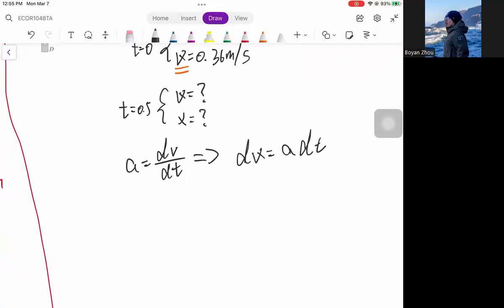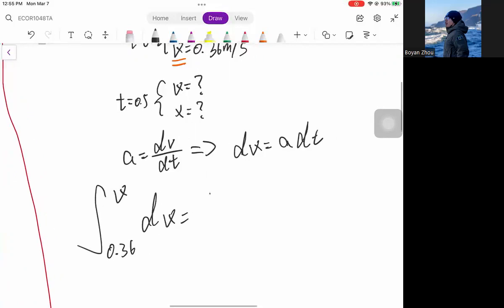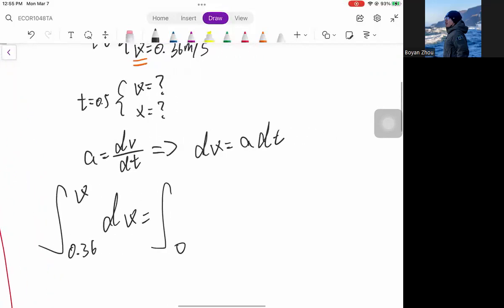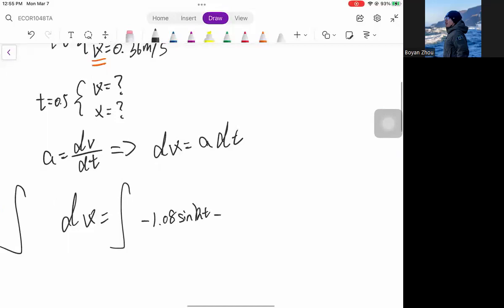Based on this one, we can set up the integration. On the left hand side, the integration is going to start from 0.36 to velocity v, dv, and that is equal to, okay, I'm not going to put the boundary first. We can solve for the boundary later. On the right hand side is going to be integrating a dt, and the a is a given value, so that is negative 1.08 sine kt minus 1.44 cosine kt dt.